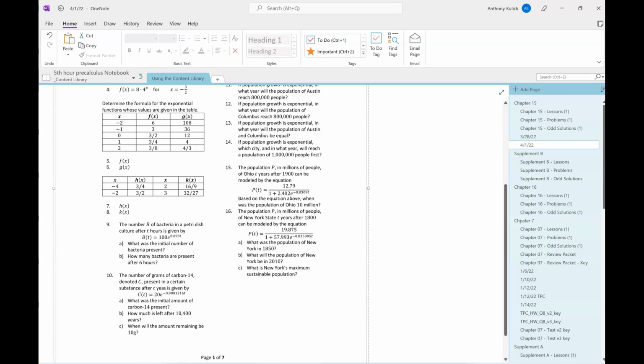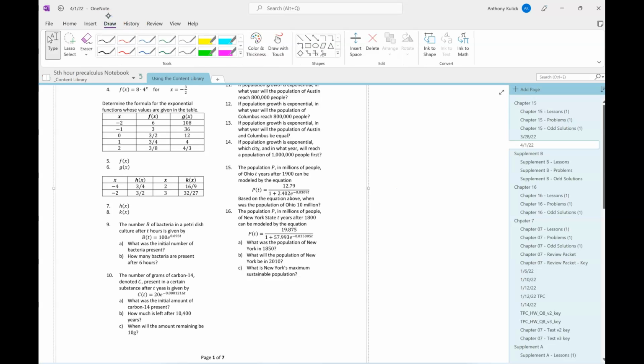Okay. So let's do 8 since you have the answer to 7. So it'll be more helpful if we see 8 and then you can do 7 and check it. You know what I mean? Sound good to you? All right.